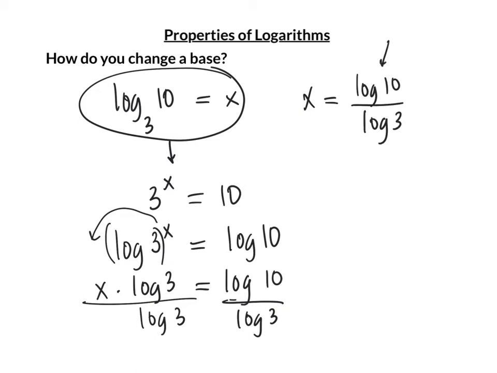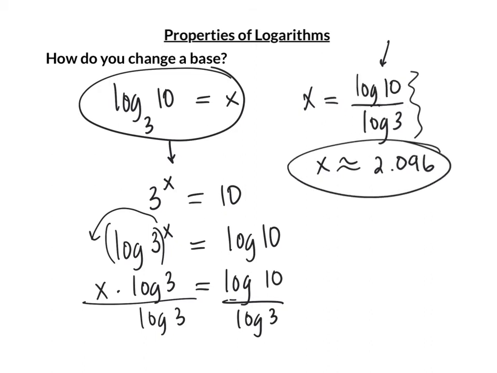You could actually figure this one out in your head. 10 to some power is 10. It's going to be 1. 1 divided by the log of 3. But because this is base 10 now, I can just punch it in the calculator. The log of 10 divided by the log of 3. And the calculator is going to give me a decimal, which I'm going to have to round. Different problems will ask you to round to different places. I'll round to the thousandths, that's 3 decimals. This is about 2.096.